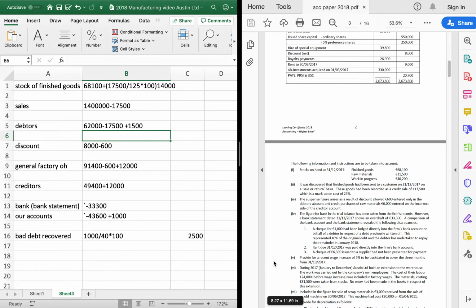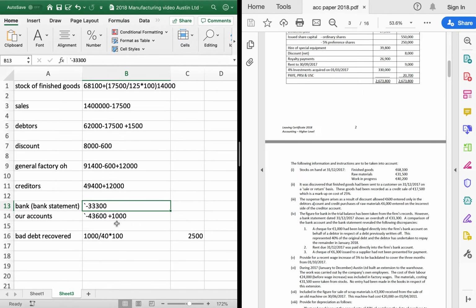The second part, rent due 31st of the 12th was paid directly to the firm's bank account. So again, it's in the bank statement, but it's not in our accounts. So rent due, rent to the 30th of the 9th, so that's 9 months, is 9,000. So it's 1,000 a month.